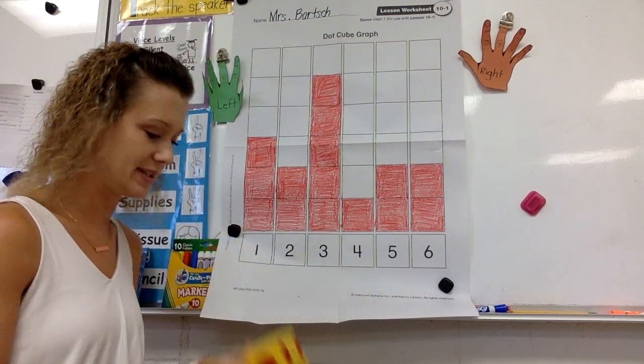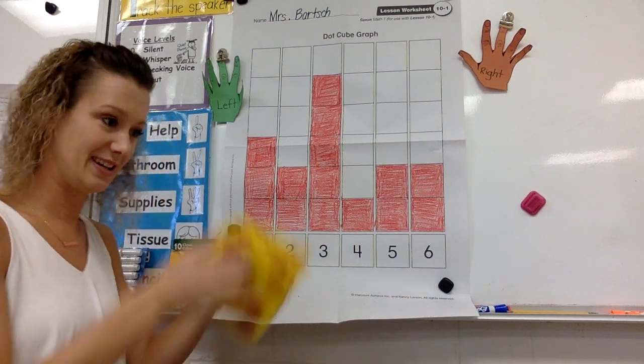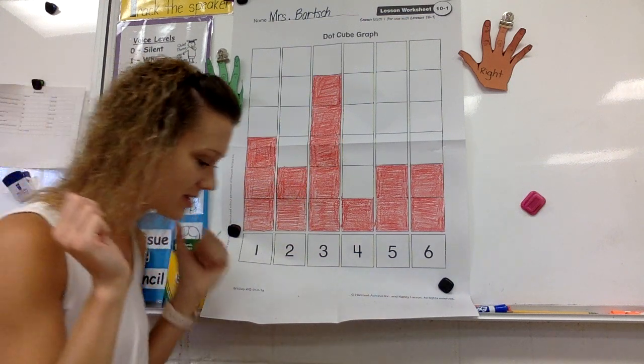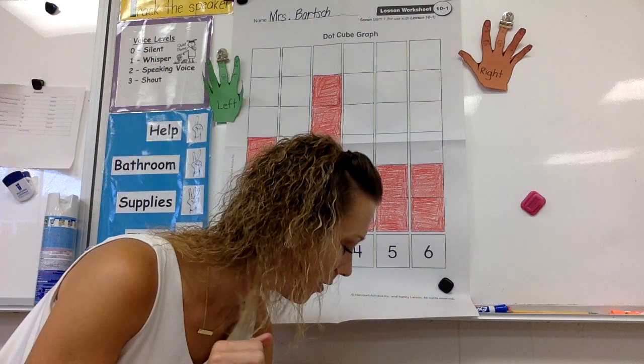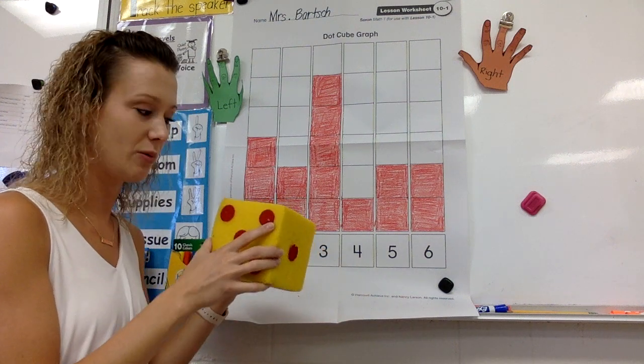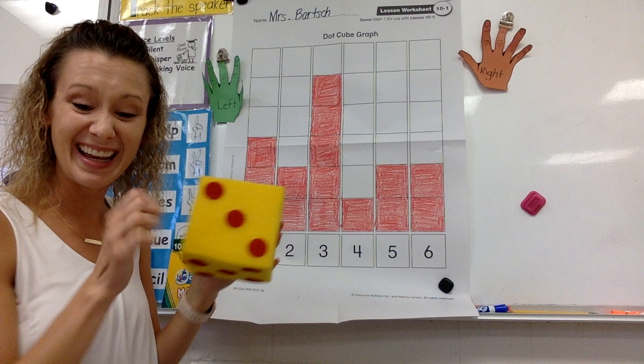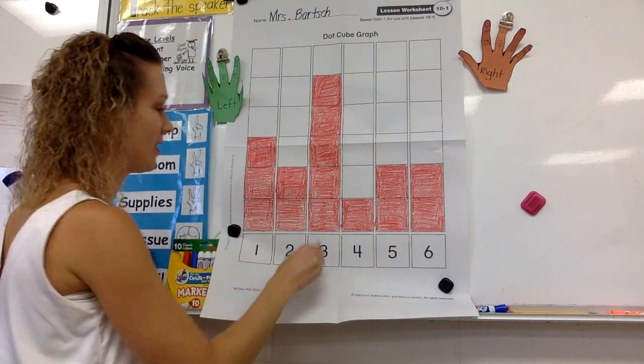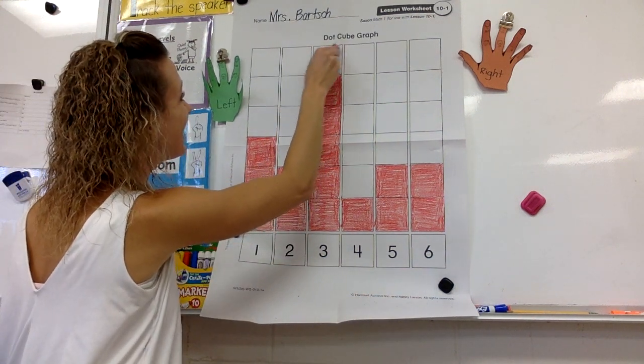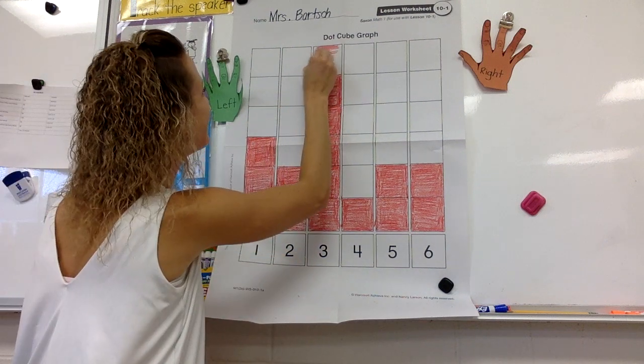I'm gonna roll again. Is this it? Do I roll a number 3 this time? Ready? Look what I rolled. So you hold it up. What's on top? Count with me. 1, 2, 3. All right, take your red. Color the last one up here for number 3. Yay!